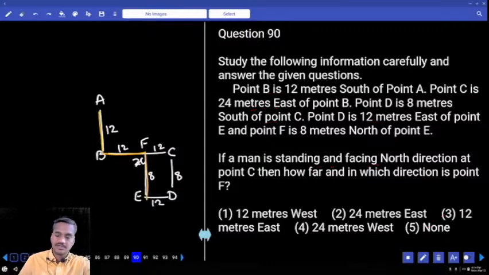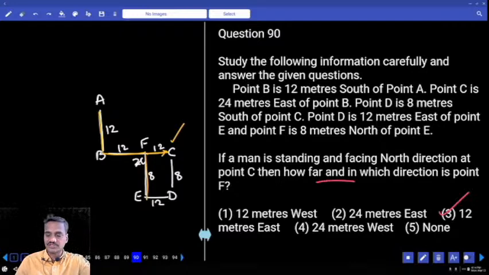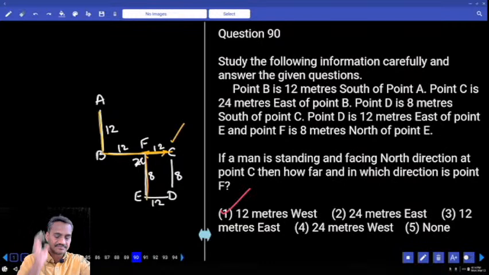And if a man is standing and facing north at a point C, how far and in which direction is he from point F? From here, C is how many meters? 12 meters. And towards which direction? East. 12 meters towards east, choice 3. Is that clear? If a man is standing facing north at point C, then how far in which direction is F from point C? F from point C means F is towards west. F is towards west, 12 meters west, choice 1.